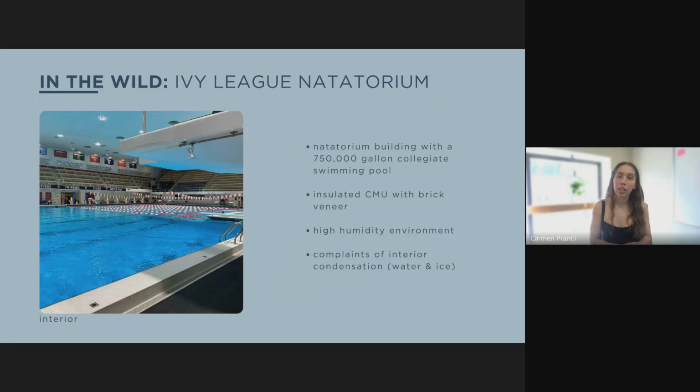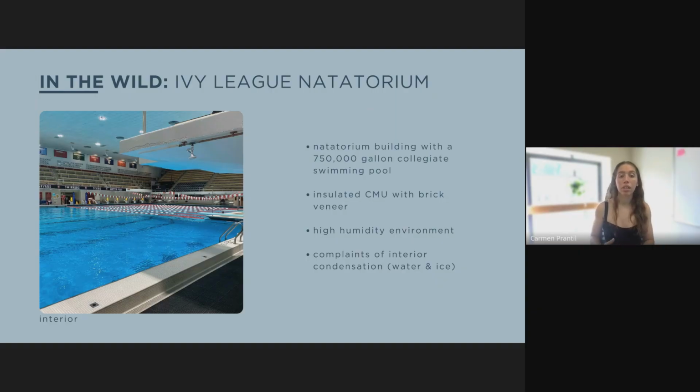And then the last case study that we'll look at is an Ivy League natatorium. So this is an indoor pool facility with a 750,000 gallon collegiate swimming pool. The exterior wall assembly here is an insulated CMU with brick veneer. Again, because it's an indoor swimming pool, we have a very unique high humidity environment.